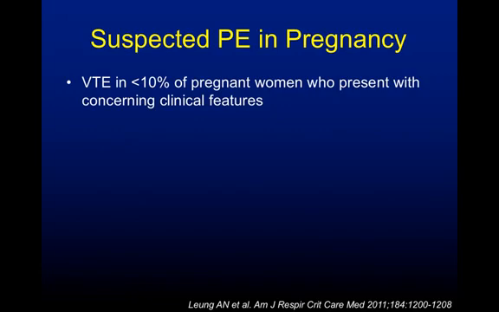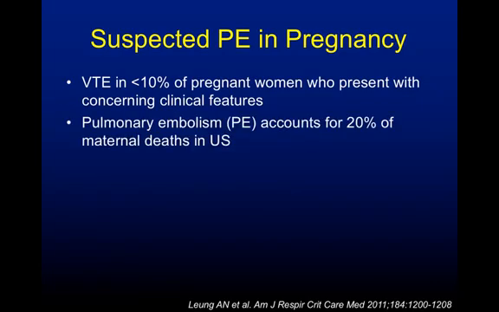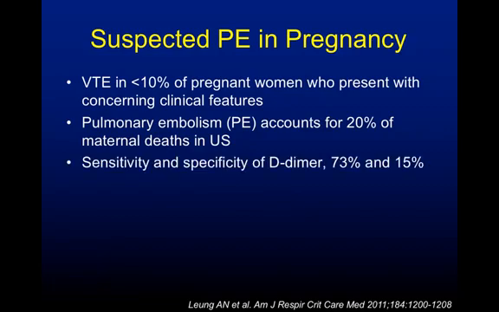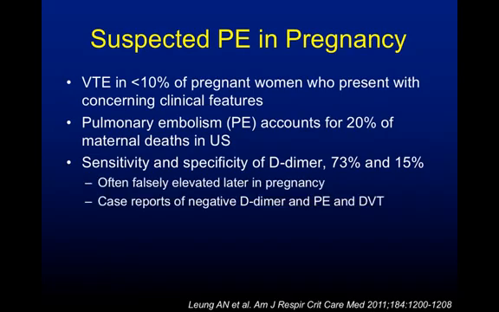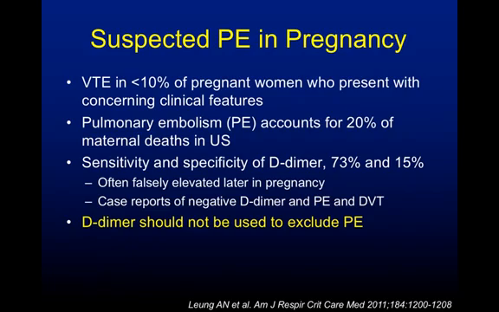Now, what about suspected pulmonary embolism in pregnancy? We know that venous thromboembolism is eventually diagnosed in less than 10% of pregnant women who present with concerning clinical features. However, pulmonary embolism accounts for 20% of maternal deaths in the United States, and therefore, it's certainly a diagnosis that shouldn't be missed. The sensitivity and specificity of the D-dimer is lower in pregnant patients. It's often falsely elevated later in pregnancy, and there are even case reports of a negative D-dimer in the presence of PE and DVT, so the D-dimer should not be used to exclude PE during pregnancy.